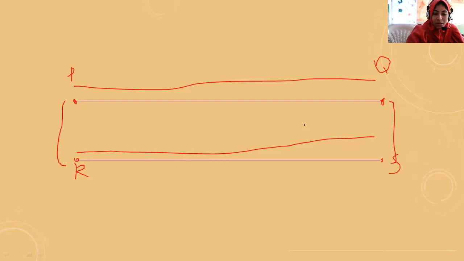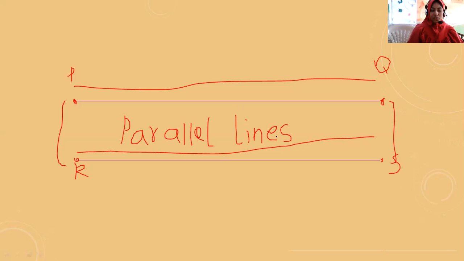Both these line segments are parallel. So we can term these as parallel lines. We will name them parallel lines. These are our parallel lines. Lines which are similar in their length. If you see that two lines are the same in length, then you can say that they are parallel lines.